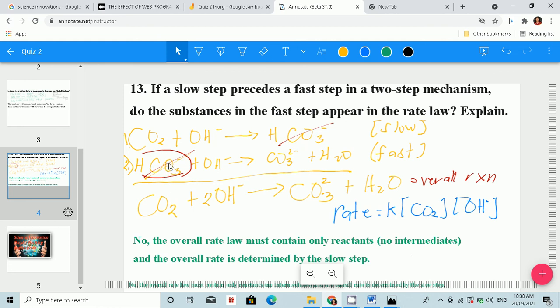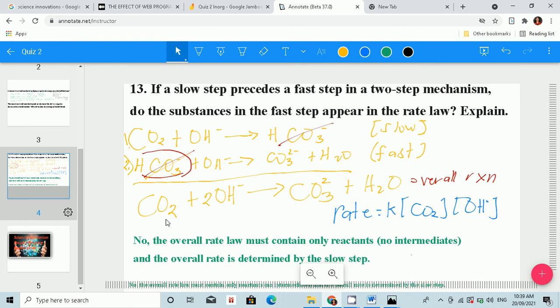But the product in the slow step is used as a reactant in a faster step, and it does not appear in our second product because it was consumed. That's the fate of intermediates. The substances are consumed. They appear in the product and they are used up.